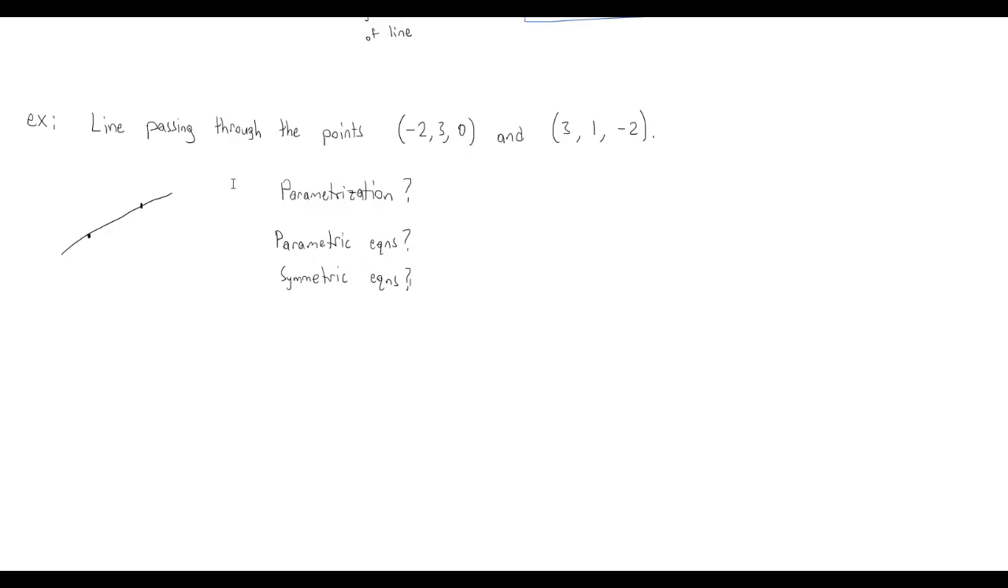All right. So in order to get the parametrization, or really to get any of these, what do we need? We need a point on the line, which I called R naught. Okay. And right now in the problem, we're actually given 2 points on the line. So we definitely have a point on the line, so that's good. What we also need is a direction vector for the line.